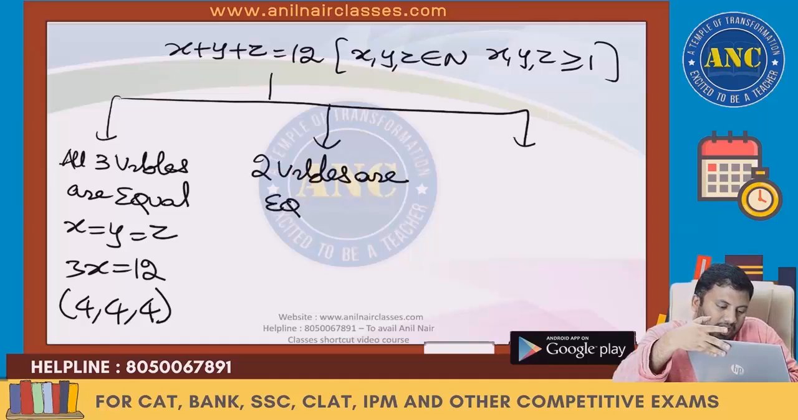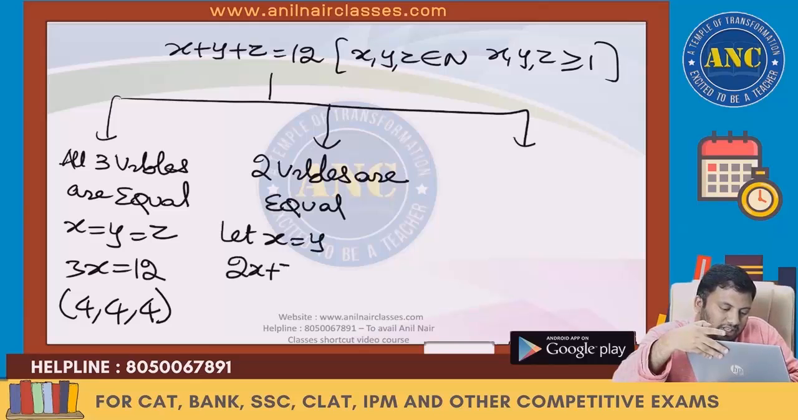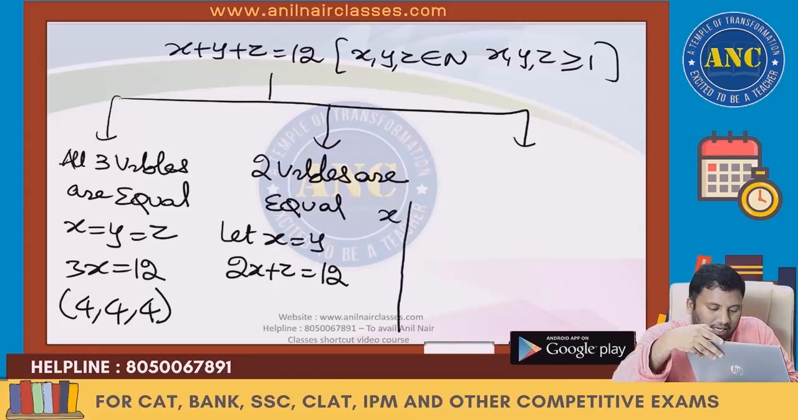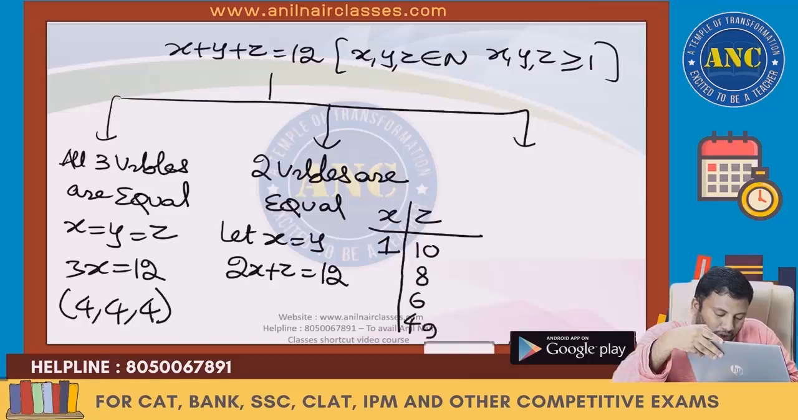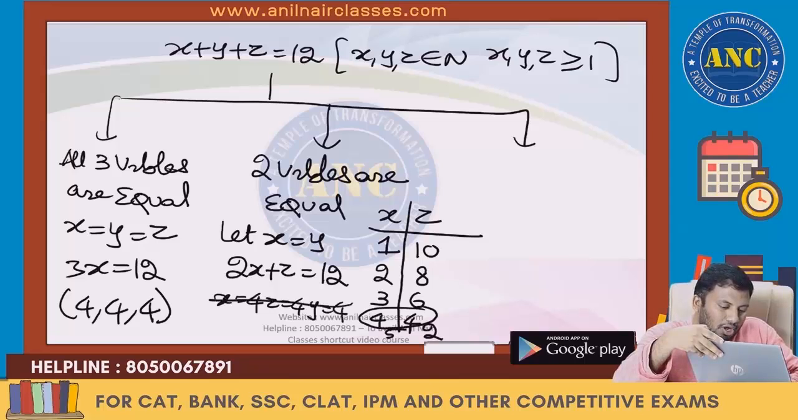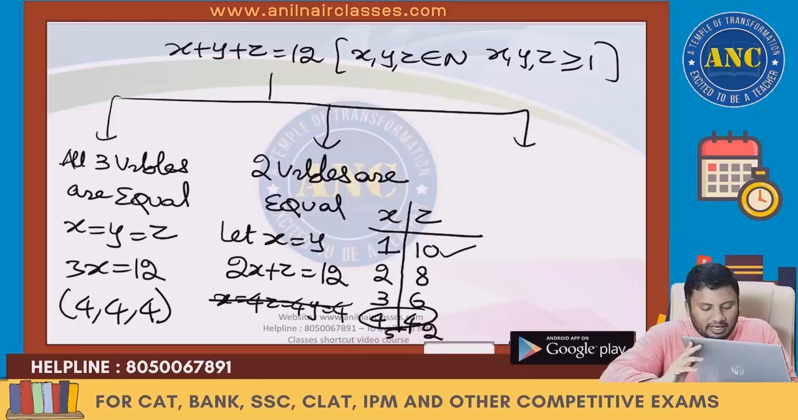If 2 variables are equal, let x equal y. Then 2x plus z equals 12. Cases we will write down here. If x is 1, z is 10. Then z decreases to 8, 6, 4, 2. Here 1, 2, 3, 4, 5. This case we should not take, because if x is 4, z is 4, and y also will become 4. All three equal we have already taken. So 1, 2, 3, 4, we got 4 cases.